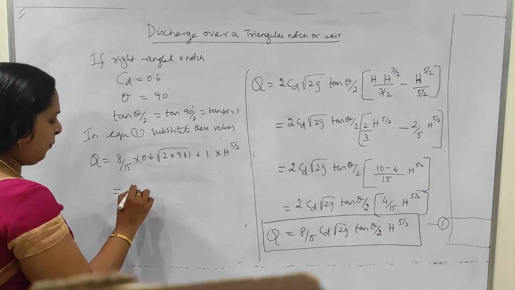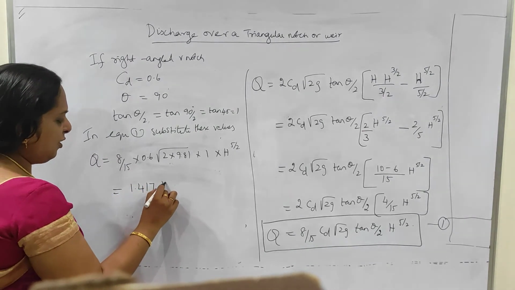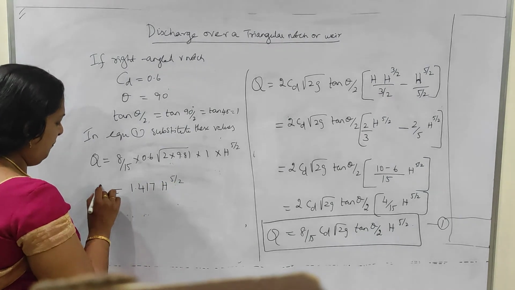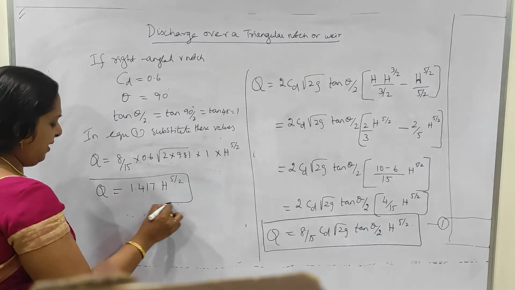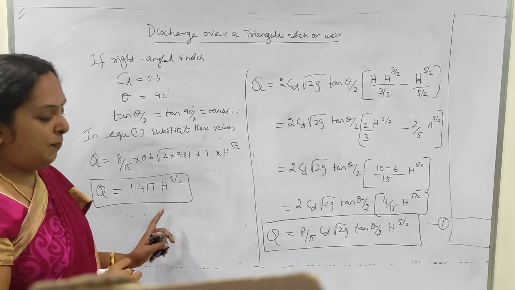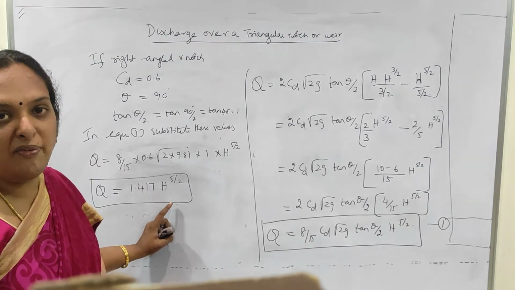It is 1.417 h to the power of 5 by 2. So this is my discharge here. 1.417 h to the power of 5 by 2.